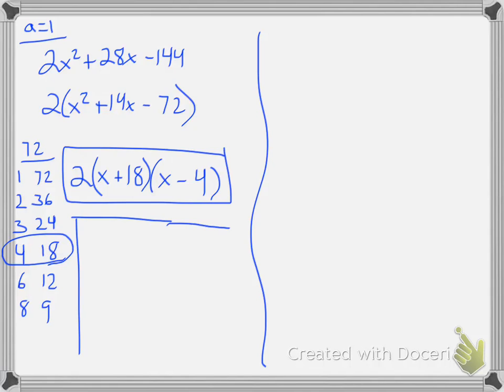This should still be split down the middle, and you can try one more. Negative x squared plus 13x minus 12.